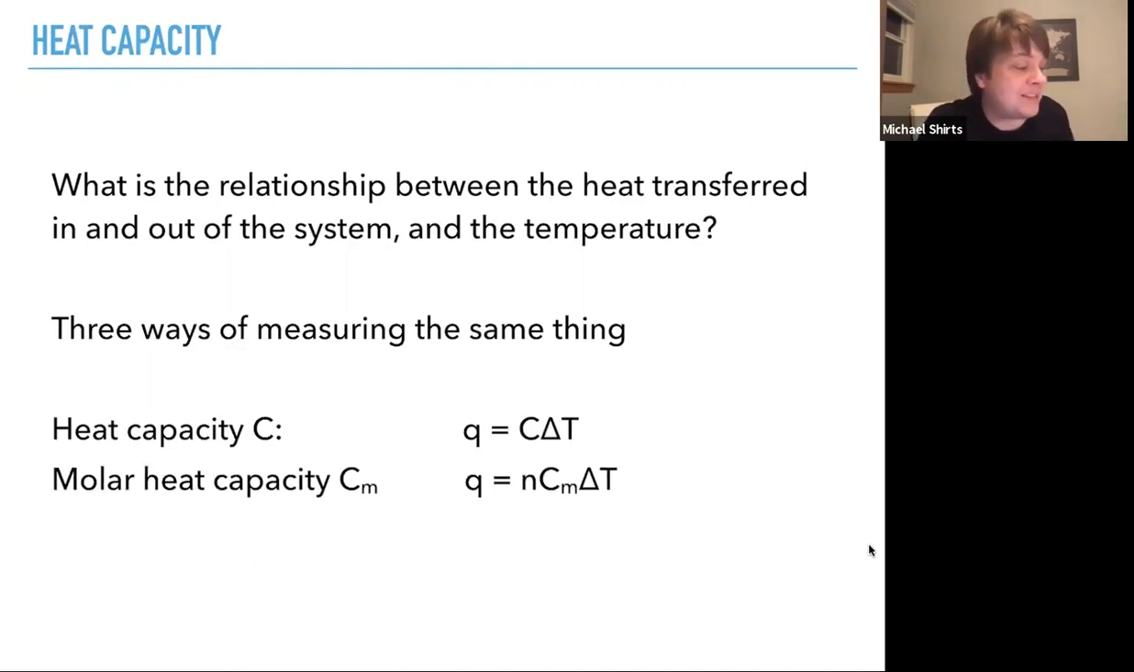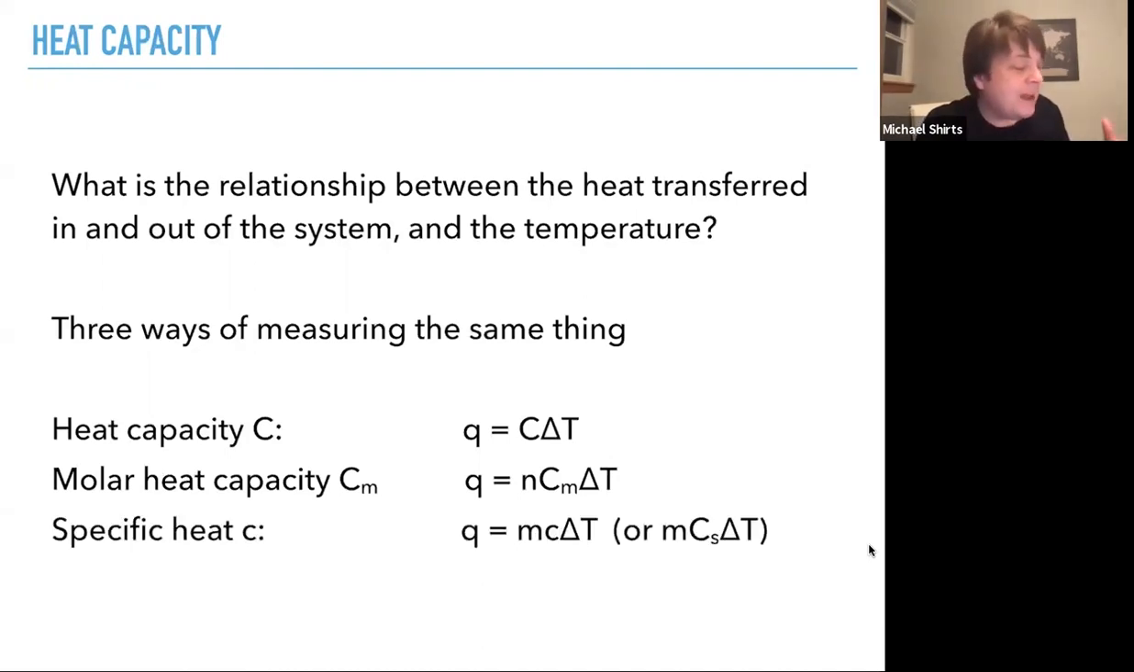The molar heat capacity, usually capital C_M: there the heat absorbed is equal to the number of moles times the molar heat capacity times delta T. And finally, you'll see specific heat, which doesn't say heat capacity. Why specific heat? That's such a bizarre name. It's too ambiguous, but it's what's used. Frequently a small c, or sometimes a capital C with an S. There the heat absorbed is equal to the mass of the object times the specific heat times delta T. So these are all different ways of getting at the same quantity.